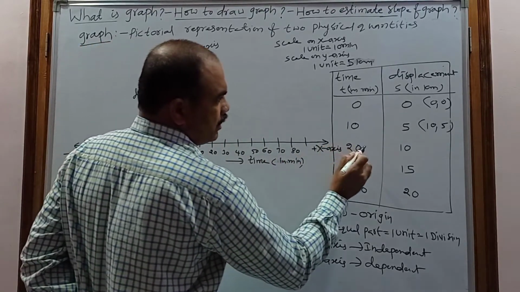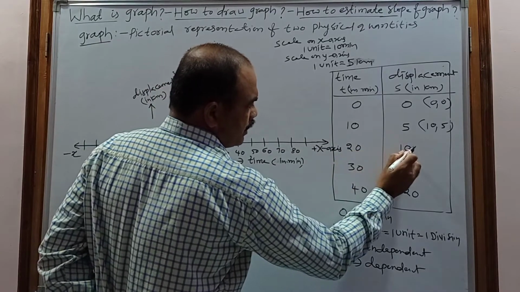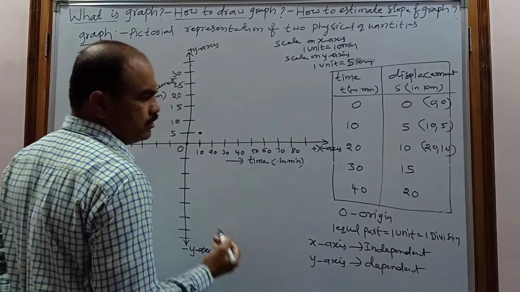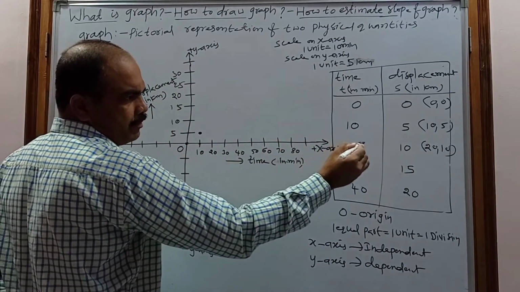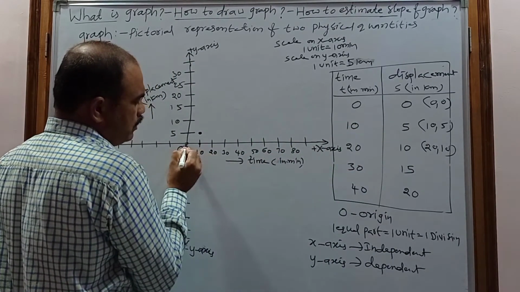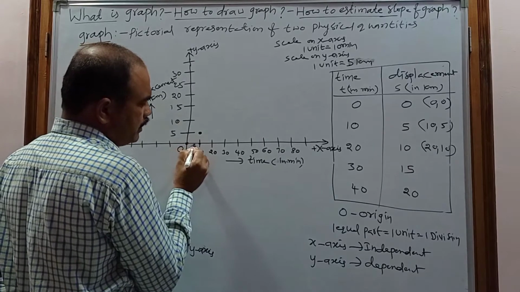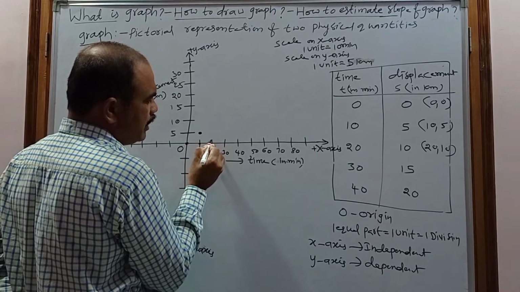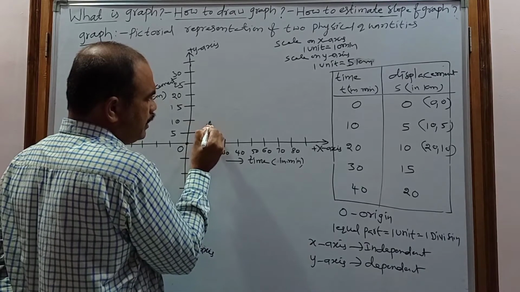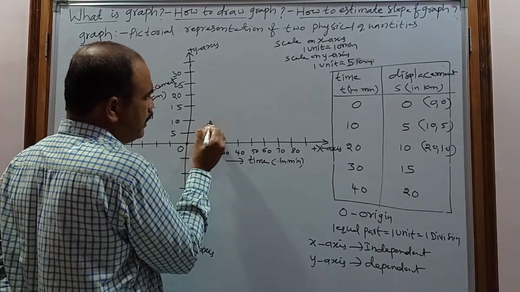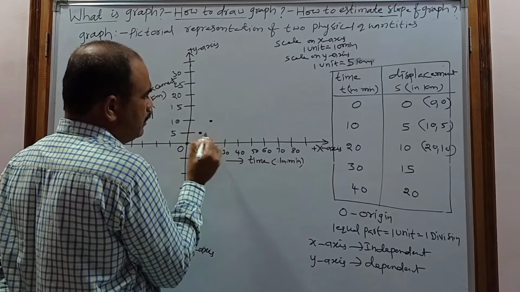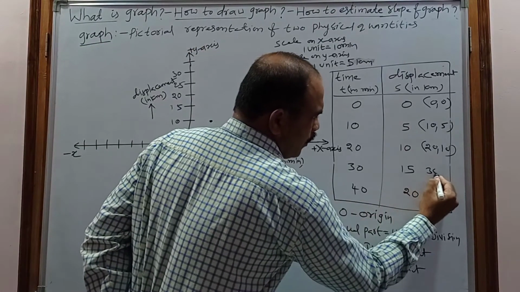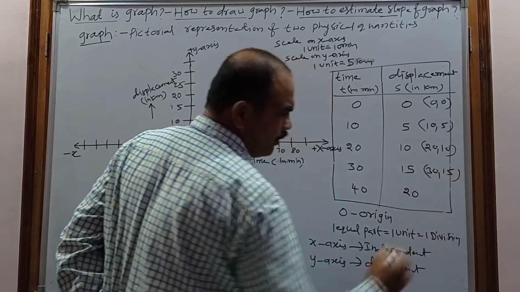And next 20 minutes, 10 kilometer. To represent 20 minutes and 10 kilometer, start from the origin and move along the x axis until you reach 20 minutes, and then move along the vertical direction to reach 10 kilometer. This point represents 20 minutes and 10 kilometer. And now I am going to represent 30 minutes and 15 kilometer.